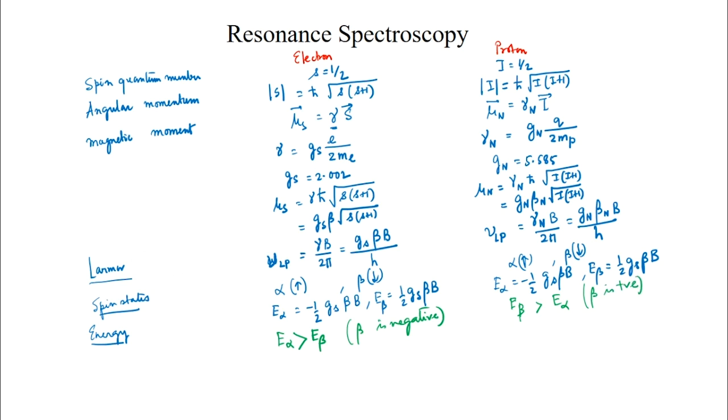So, when we talk about the energy difference, that is delta E, given by modulus of E alpha minus E beta, this is g_s beta B, and this value is large, we will see the reason. And it is important to note that if we divide this energy by h, we get the frequency. This is exactly the same as the Larmor frequency, and we will talk about it in the next slide. So, for proton, delta E is E alpha minus E beta, which is g_n beta_n B, but this is small.